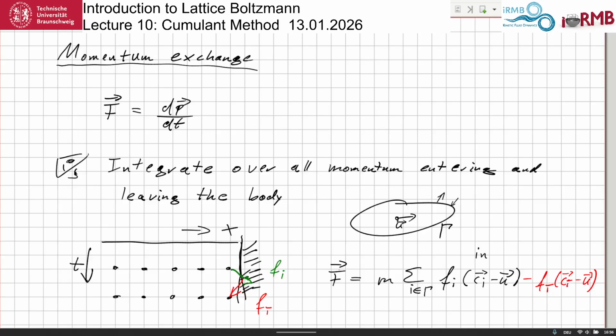For example, if you have bounce back, then they are both the same, right? But if you have a different boundary condition, they may be different. So you have to know what you're doing. Now this CI is exactly the inverse of C. So we can write this again in the way M, the sum over I in the entire boundary, Fi, Ci minus U.